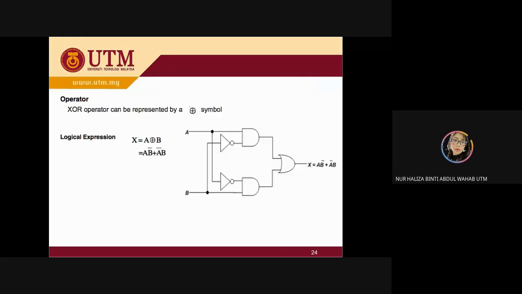Okay, what about the symbol? So this is the symbol for the XOR solution. And what is the meaning of this one? It means A bar B plus A B bar. Okay, how do you get this?